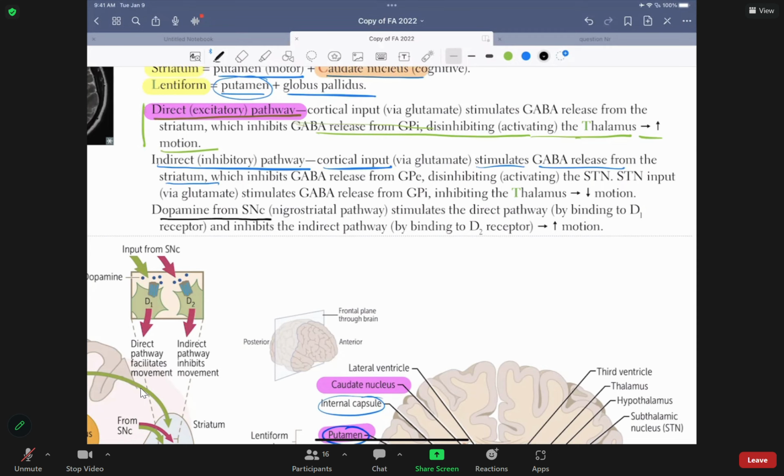Dopamine comes from the SNc. What does SNc stand for? Substantia nigra. What does that C stand for? The compartment, or pars compacta. Good job. Substantia nigra has two parts: pars compacta and pars reticularis. But only the compacta produces dopamine, not the reticularis. So in the exam, they could ask you where specifically in the substantia nigra Parkinson's disease is affected. It is the pars compacta. That's what the C stands for.